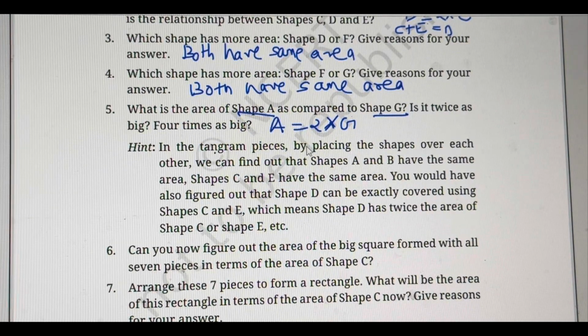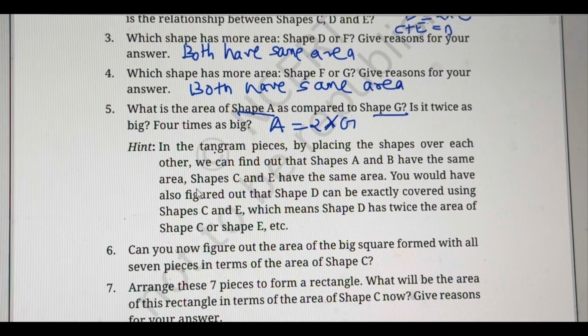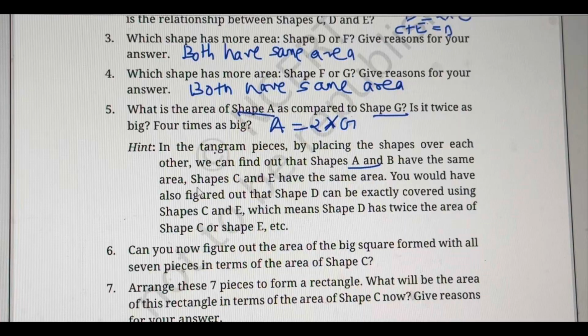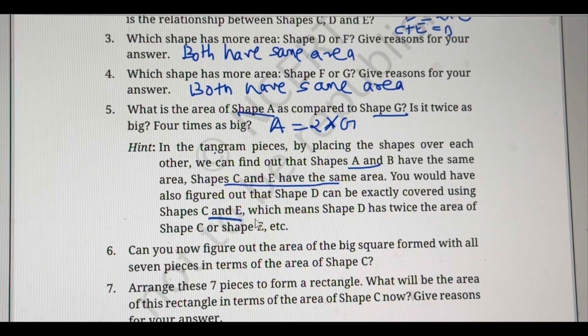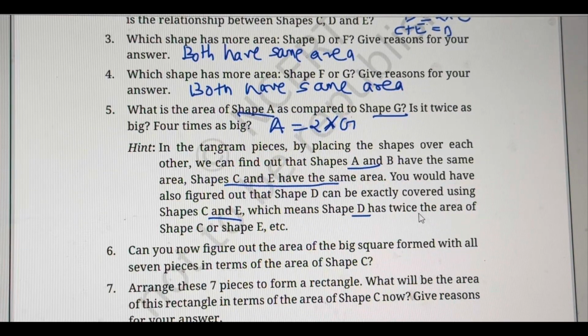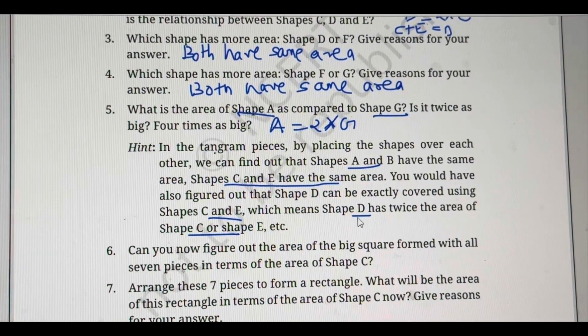In the 10-gram pieces, by placing the shapes over each other, we can find out the shapes A and B have same area, that we already did. Then shapes C and E have the same area. We saw that too. You would have also figured out that D can be covered exactly using C and E, which means D is twice the area of shape C or shape E, or together we join C and E, we get D.